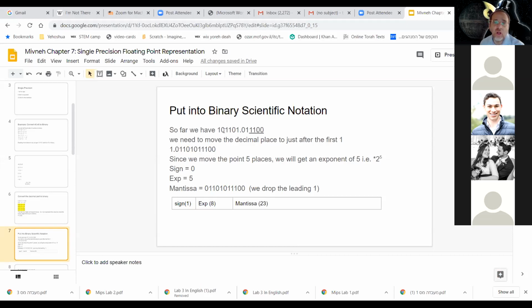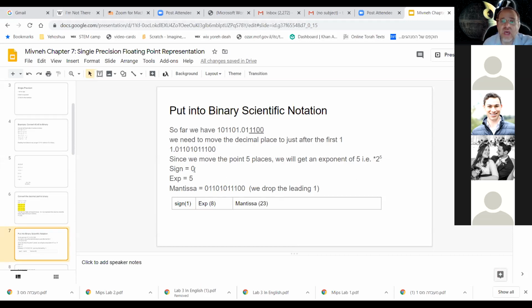So we're going to go all the way to here and put a 1 there. So we're going to do it 1.0110101. But since we moved it 1, 2, 3, 4, 5 places, it's going to be times 2 to the 5th. So now we can start talking about what to write in this box, in this frame.